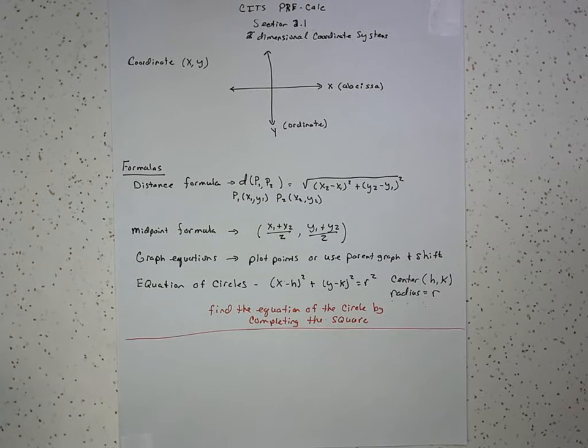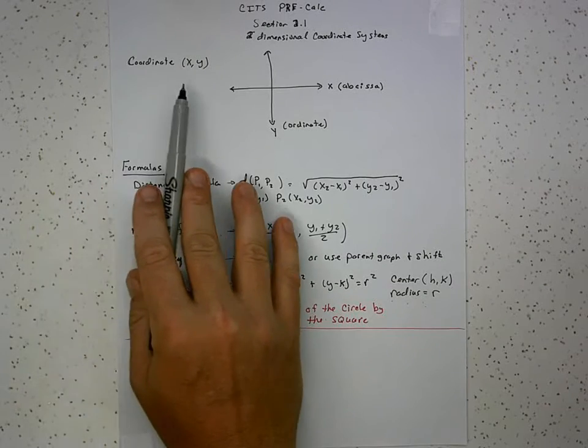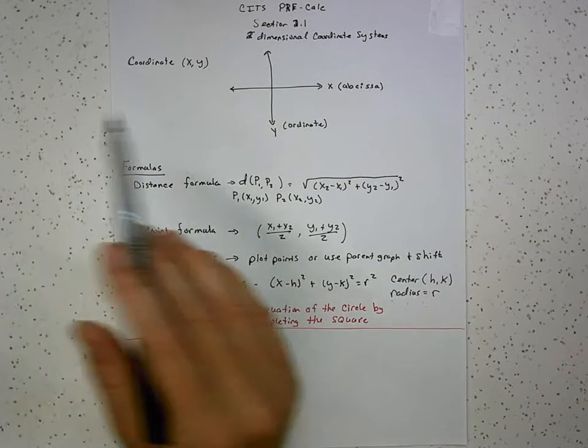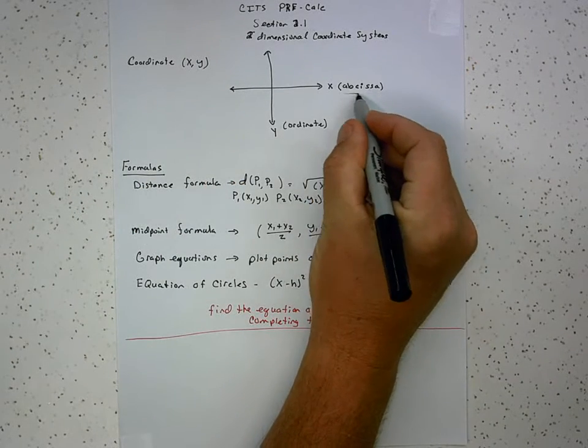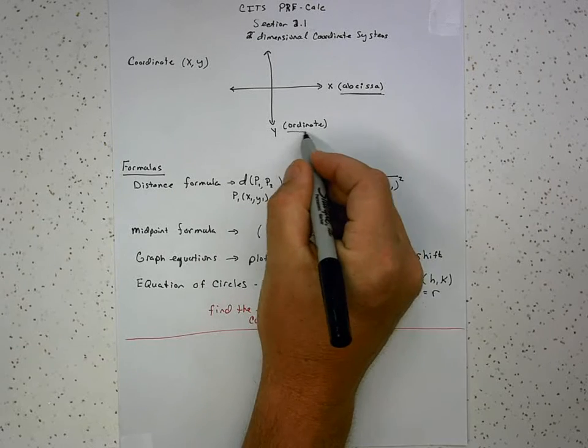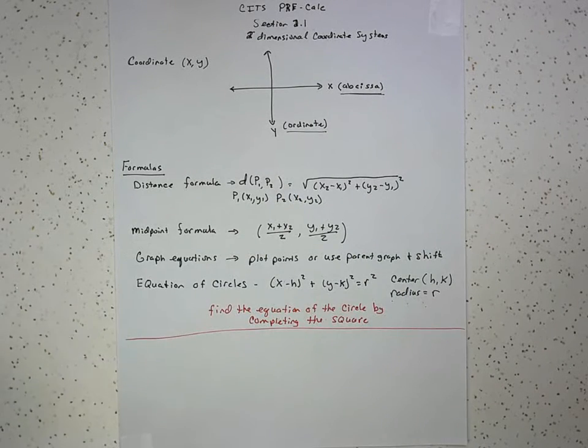CITS section 2.1 is on the two-dimensional coordinate system. Now most of this section should be pretty straightforward for you. We've done all of this before in previous classes. We talk about the coordinate axis, the XY axis. Just to give you the common or correct terms, the x-axis is called the abscissa, the y is the ordinate. You will very rarely hear it called that, it's just the x and y axis, but just to give you that information.